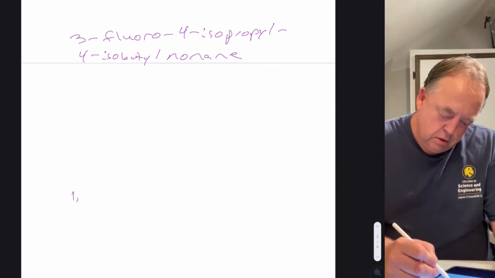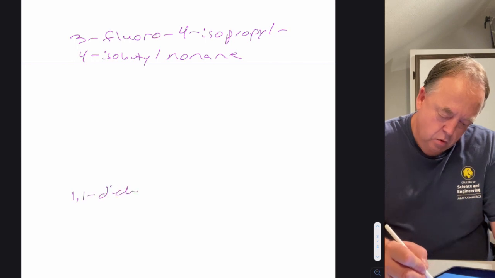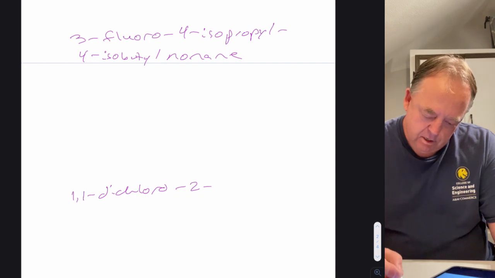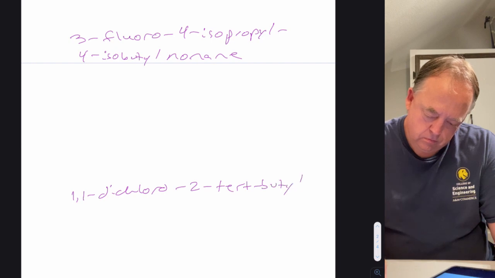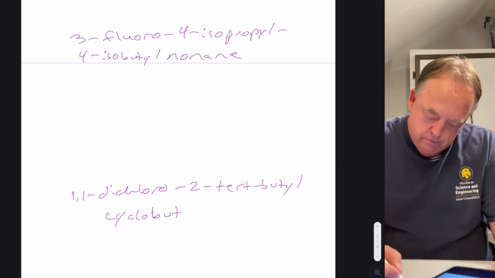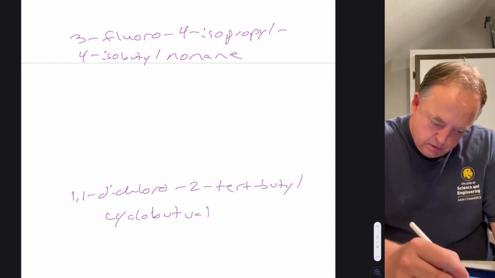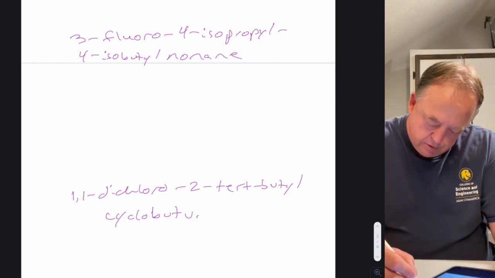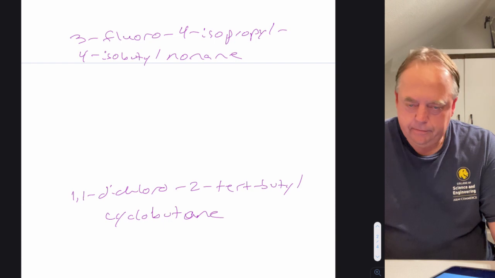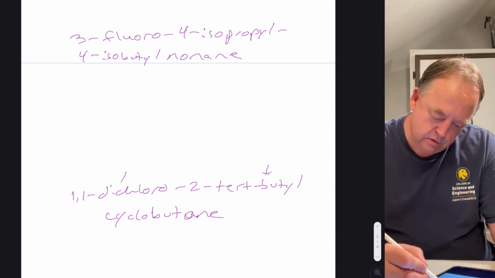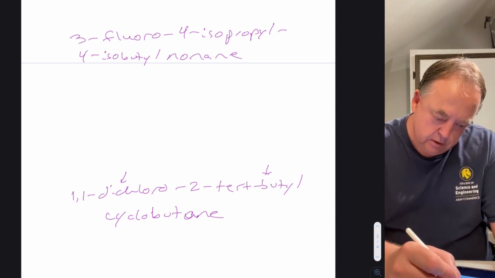Or let's see, 1,1-dichloro, 2-tert-butyl, cyclobutane. And I have a problem, right? Butane. So my name is wrong because this should come before the chloro in the alphabet. So we need to change some things here.